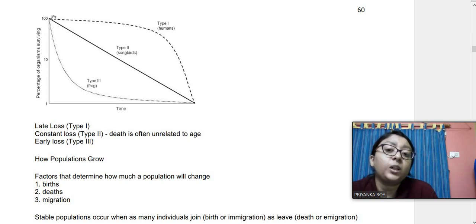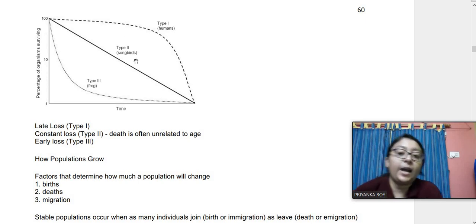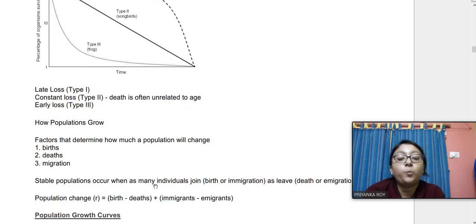It is this curve, and the middle curve is type 2, where death is not related to age. Anywhere the loss can happen at any age. And type 3 is where there is a very early loss, and here you can see that at an early age the population declines and then it extends like this. So the examples are given here, and like I said, the population can be controlled by births, deaths and migration. So population change R is equal to birth minus death plus immigrants minus emigrants. This I have already discussed.